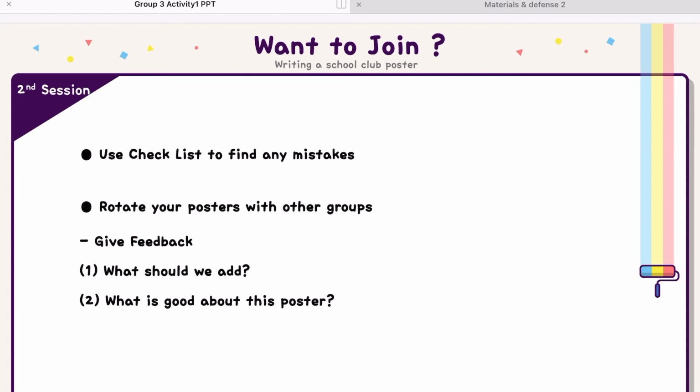Here, the teacher is going to give a concrete criterion to make students clear on what they should talk about regarding others' work, including, for example, what is good about their poster, if there are any interesting or creative points, or what should be supplemented, what's lacking in that poster, etc.